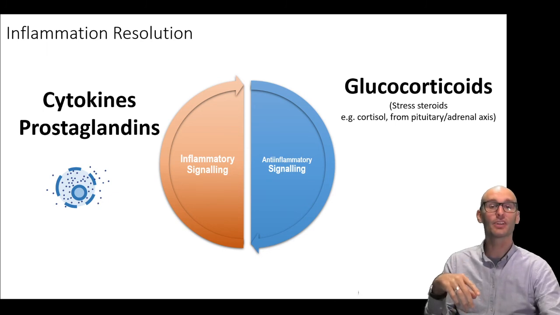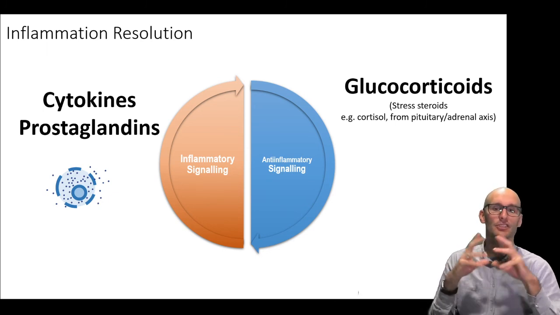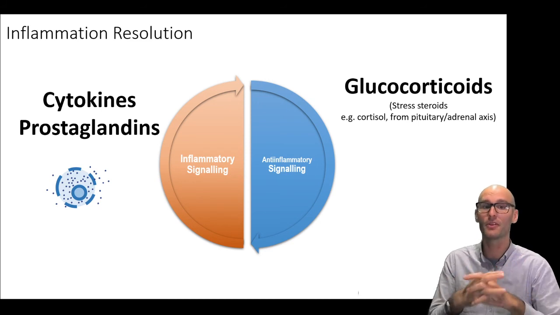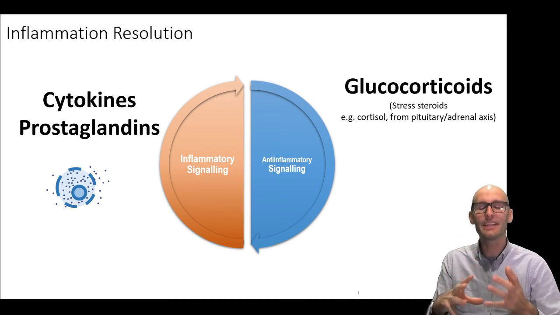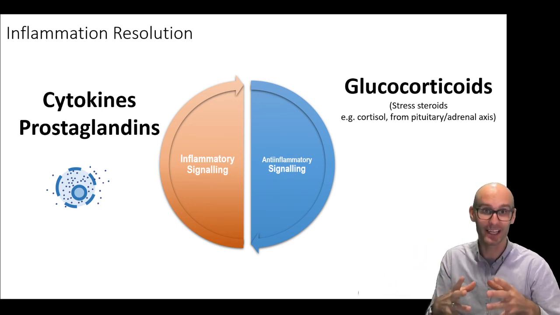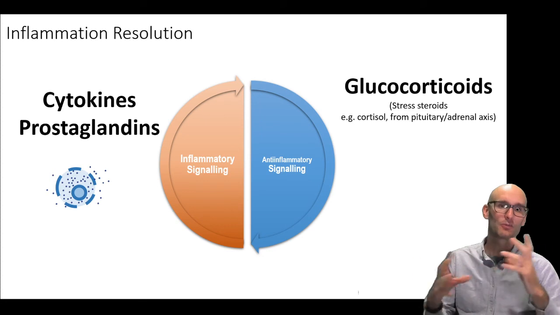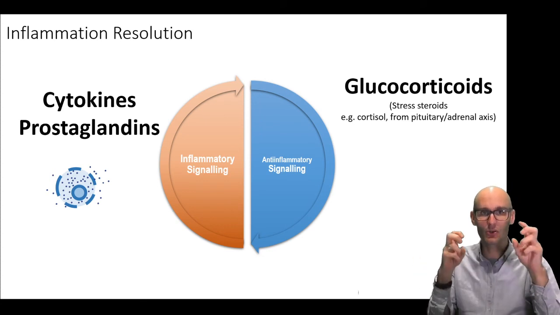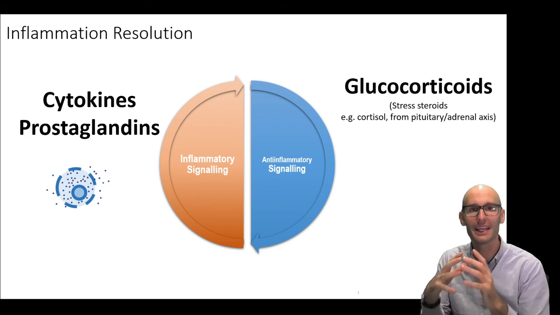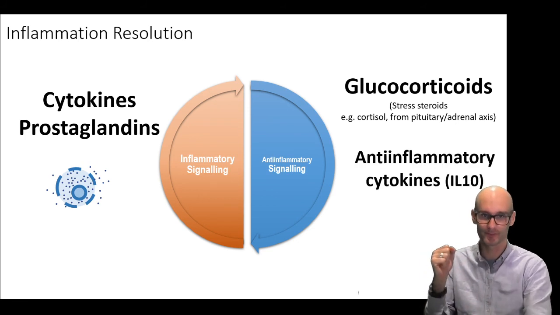And some examples are glucocorticoids. These are stress steroids. You will have heard of, I imagine, cortisol, which is a stress hormone. And these are released in response to inflammatory signaling molecules. And these are hugely anti-inflammatory. If you have a swollen knee and they want to inject a steroid into your knee, they inject a glucocorticoid to totally inhibit that inflammatory response.